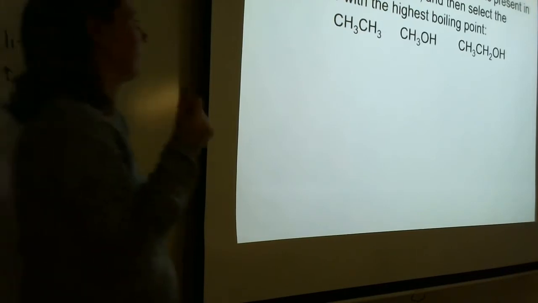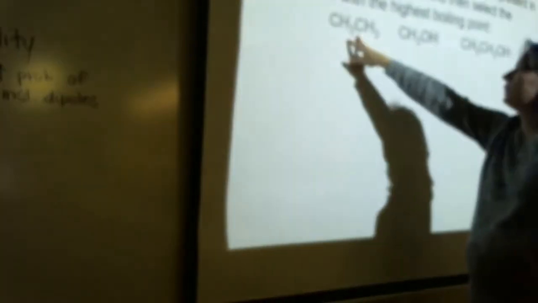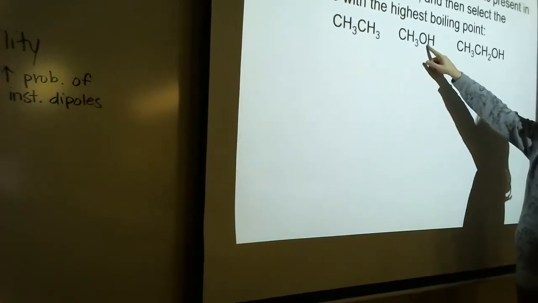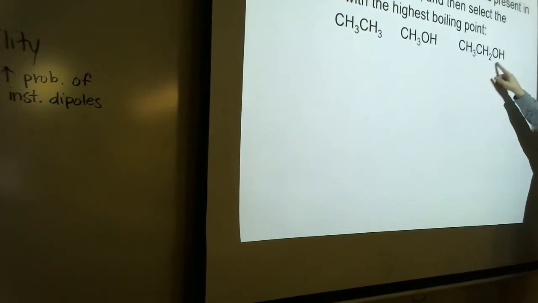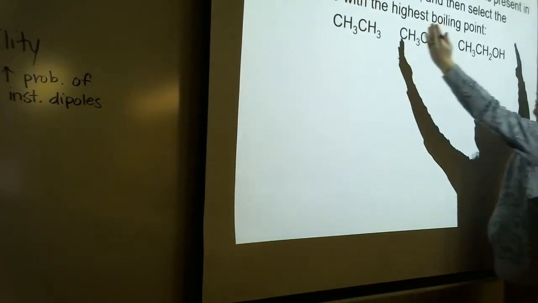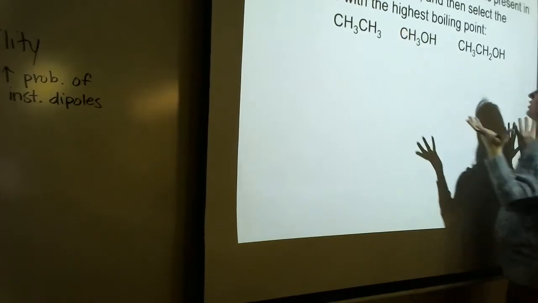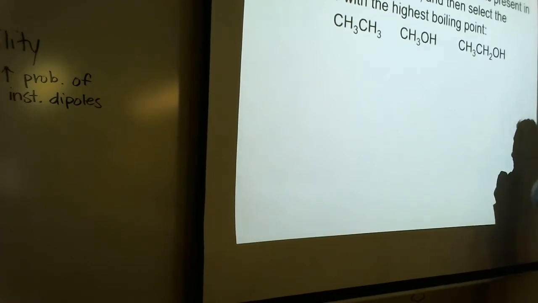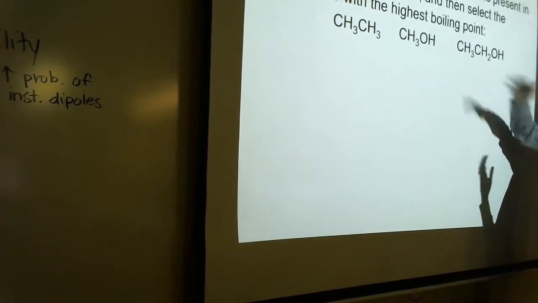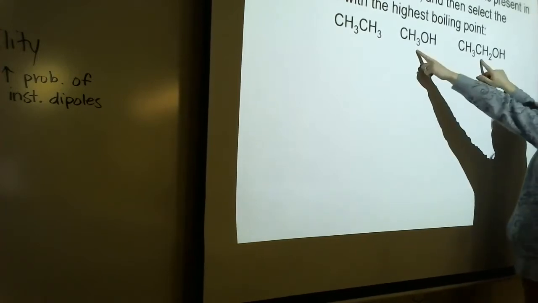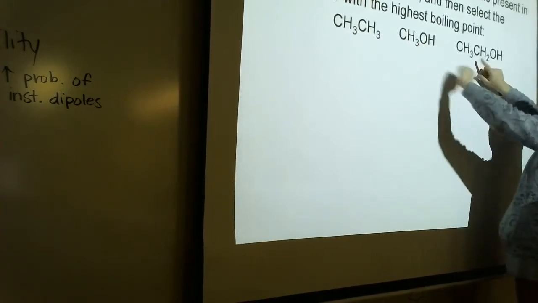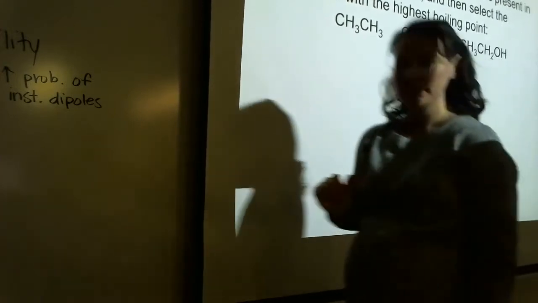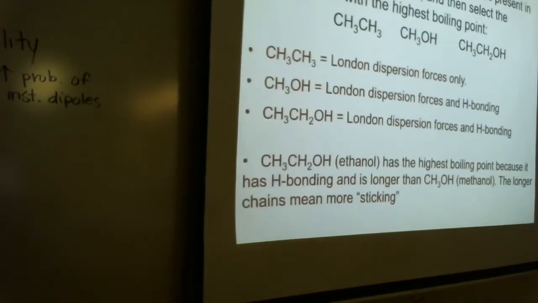Let's just go through it together. This has only got what? This is London only, right? This is London plus hydrogen bonding, and this one's London plus hydrogen bonding, right? So we know that the higher boiling point is going to be one of these two. Now we just need to pick who's going to have the higher boiling point. It is a significant difference. Who's got the longer chain? This guy, right? Remember, the only difference between these two is chain length, right? So this one's going to have a significantly higher boiling point. Ethanol has a much higher boiling point than methanol does. So the point of difference there is chain length.